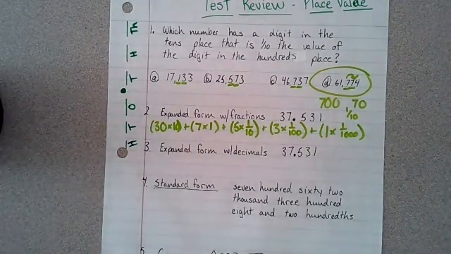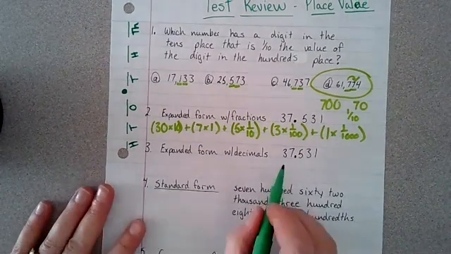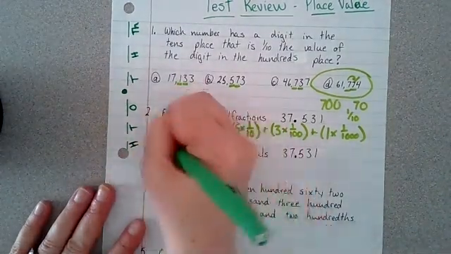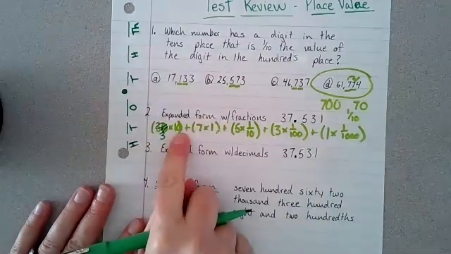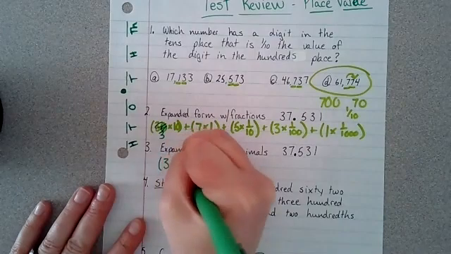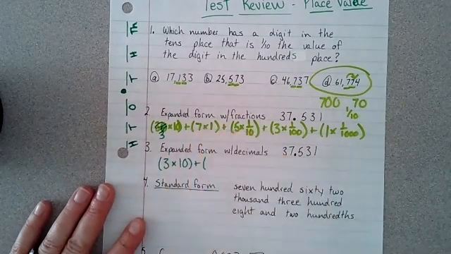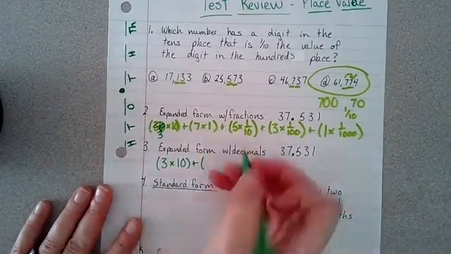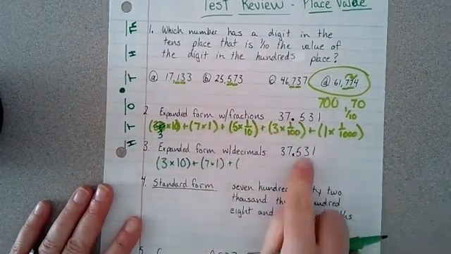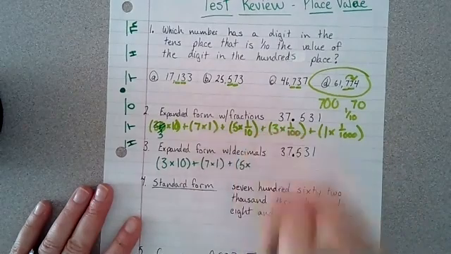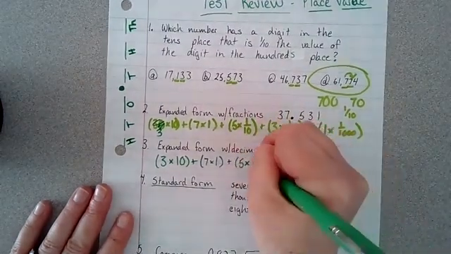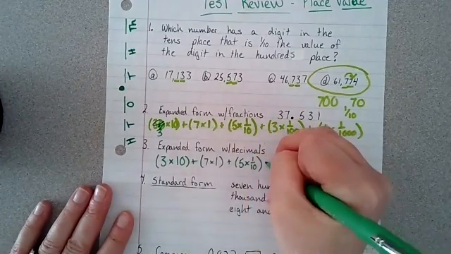All right. Ariana, here we go. This is not 30 times. This is 3 times the tens place. Sorry. All right. So Ariana, I've got 3 times the tens place. Plus what times the ones place? Good. 7 times the ones place. Plus 5 times what, Ariana? No, you're right. 5 times tenths.